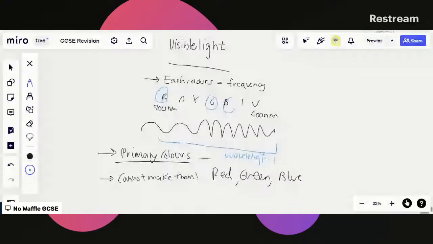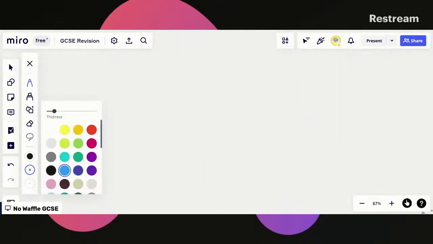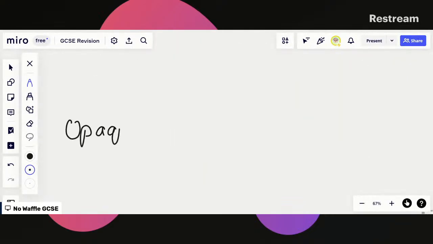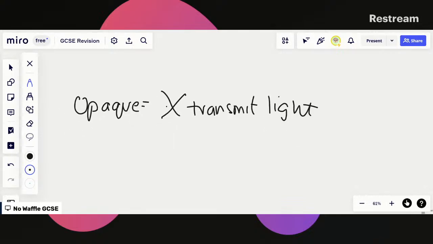So when you have an opaque object, which is an object that does not transmit light, so an opaque object does not transmit light. So when you hit a visible light wave at an opaque object, they actually absorb some of the wavelengths of the light and they actually end up reflecting others, but they do not transmit light. Now, what do we mean by transmit?